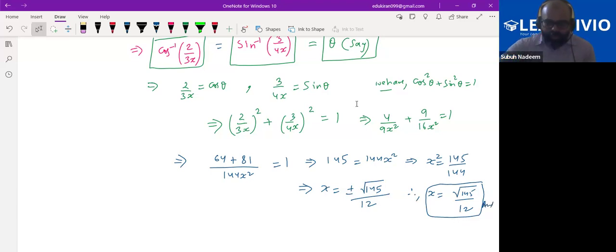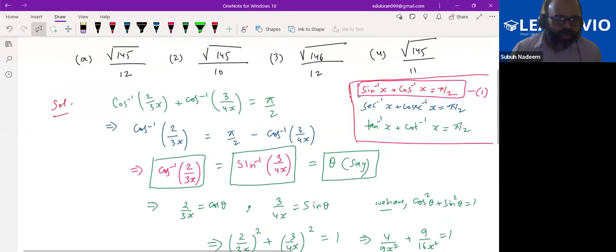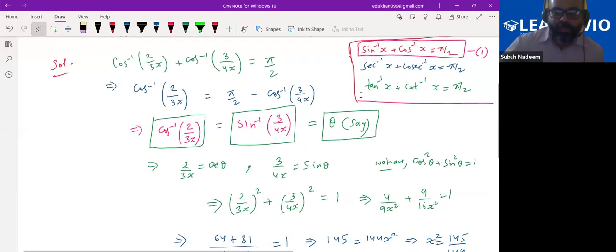And now let us see which option this is. So this is option A. Okay, so just write it down. So we take the positive value, right?